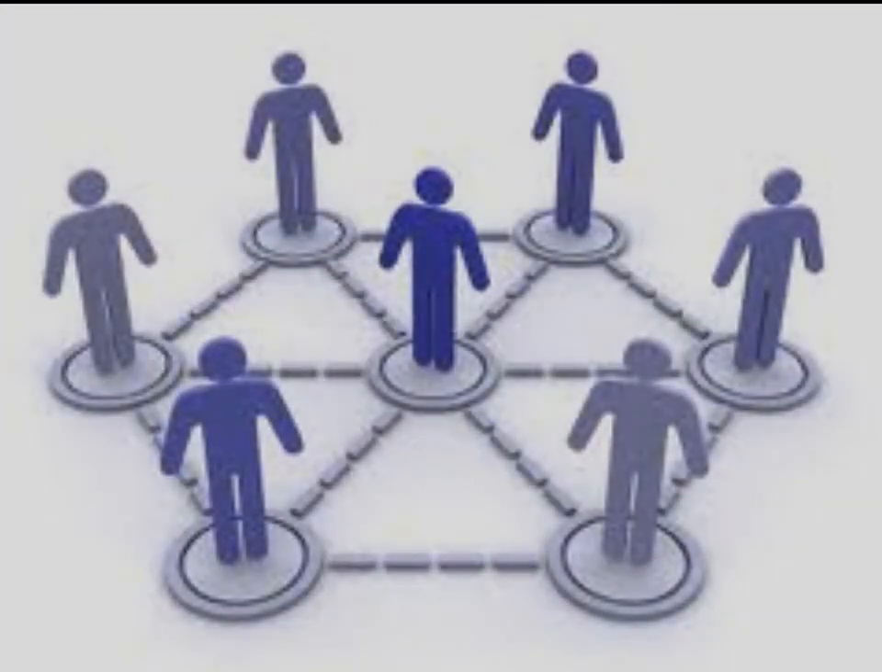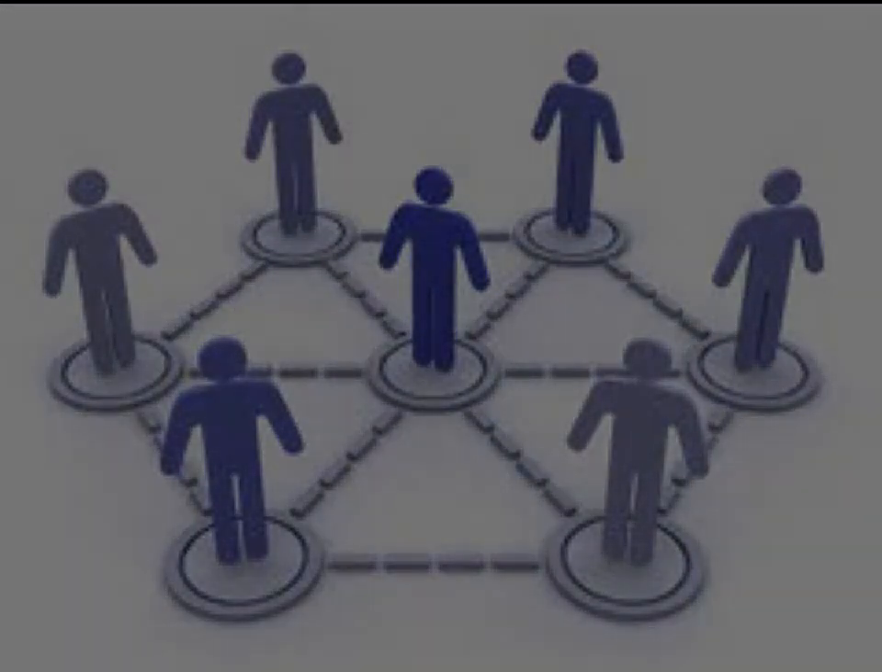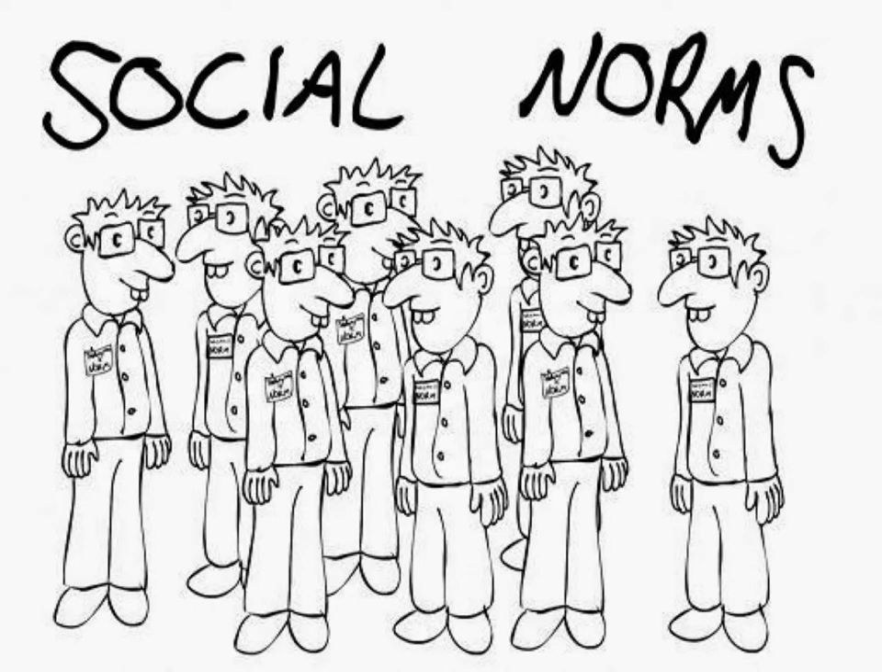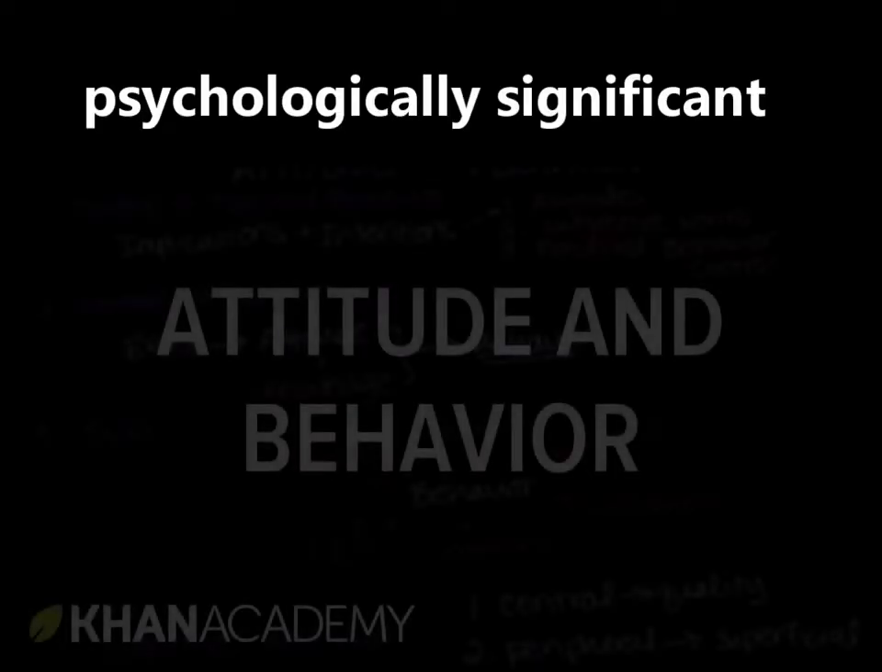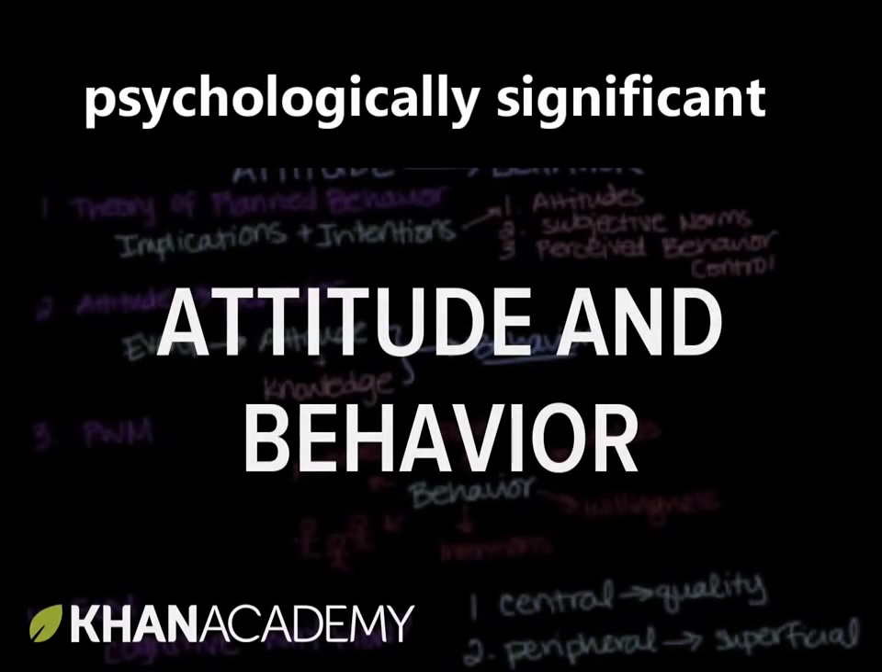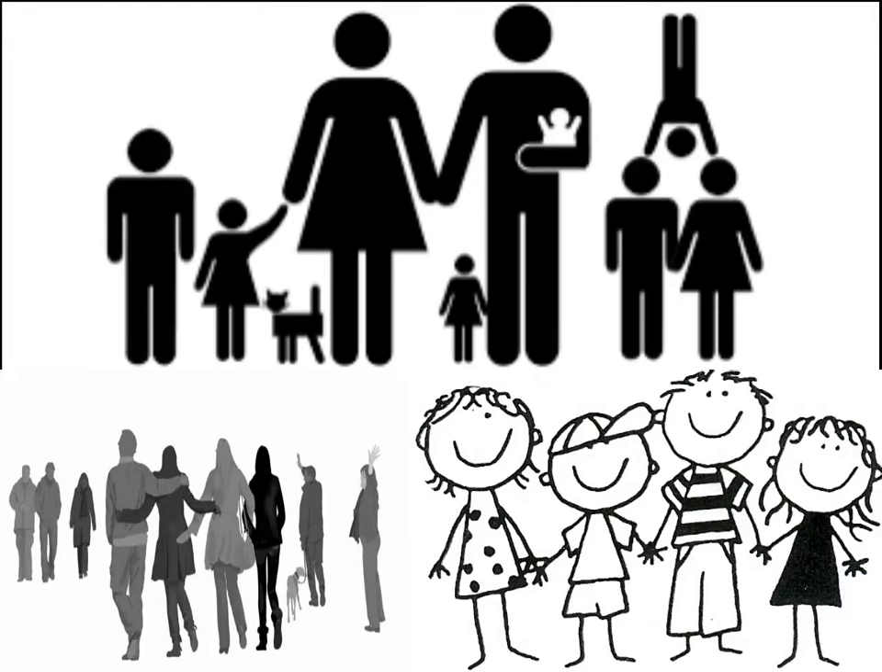A reference group is a group with which we surround ourselves. We use reference groups to identify social norms. In other words, reference groups are psychologically significant for one's attitudes and behavior. Each of us belongs to several reference groups. Each group provides different values, such as close relationships, for example.